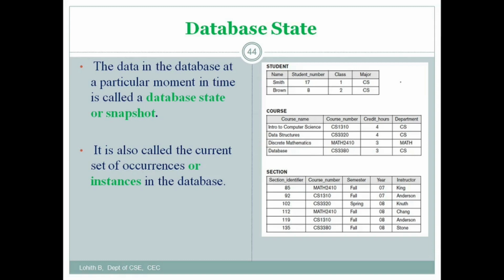The next is database state. The data in the database at a particular moment in time is called a database state or snapshot. This is an example of a database state. Here we have 3 relations, that is student, course and section with data. It is called a database state, or also a snapshot, or also an instance.